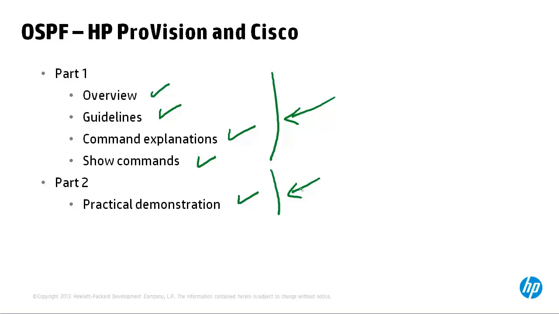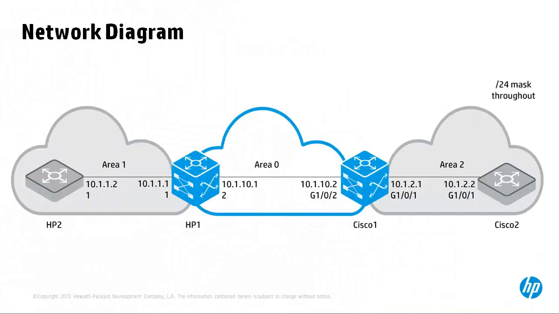practical demonstration. The topology used in this video consists of 4 switches, 2 HP switches, HP1 and HP2, running the Provision operating system, and 2 Cisco switches, Cisco 1 and Cisco 2, running the Cisco IOS. The devices have already been cabled up and configured with IP addresses. HP1 and HP2 are configured with IP addresses in VLAN 1, and they are connected using port 1, and will be configured in OSPF Area 1.